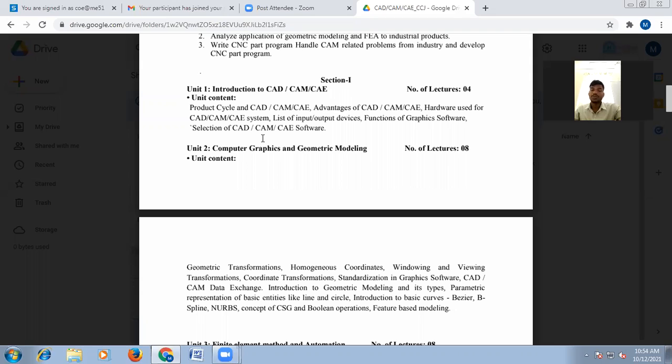Okay, so for that selection of the CAD CAM CAE software, there is one procedure: you should know when, where, and how to use that particular CAD CAM CAE software for that particular step. That is a very essential part, and at this step, n number of people are making mistakes.